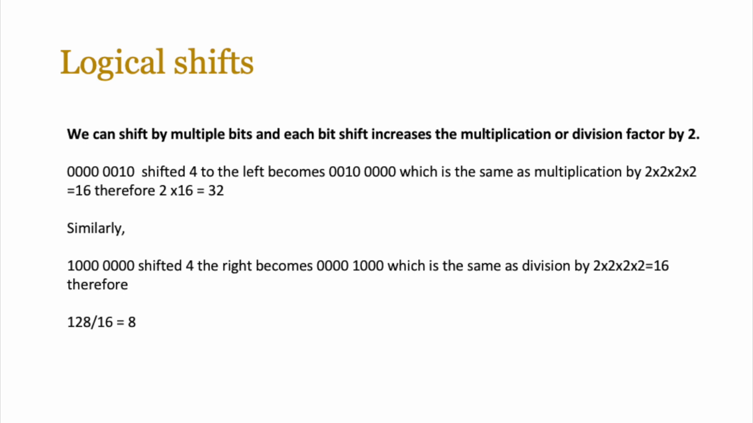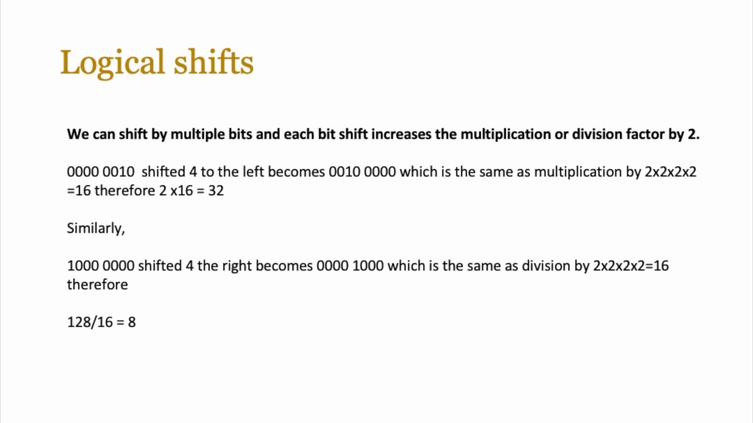So if you've got 00000010 shifted 4 to the left, it becomes 00100000. So the 1 is shifted 4 places to the left. And that's the same as multiplication by 2 times 2 times 2 times 2, which is 16. So if the original number was 2, the new number is 2 times 16, which is 32.